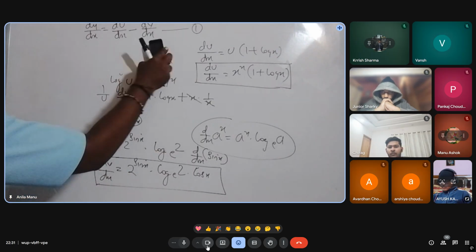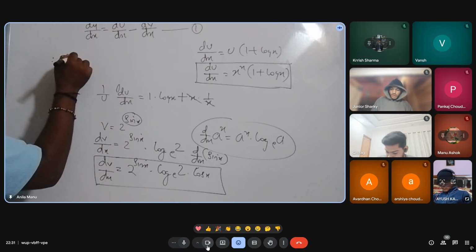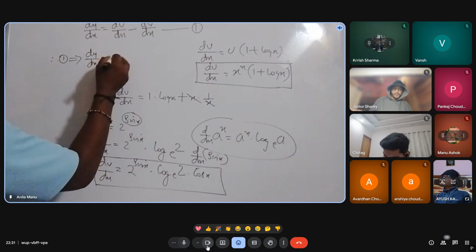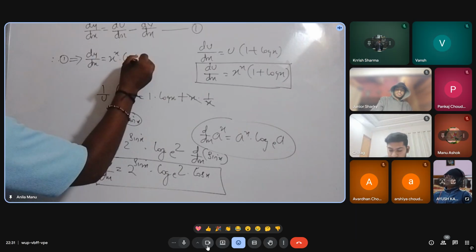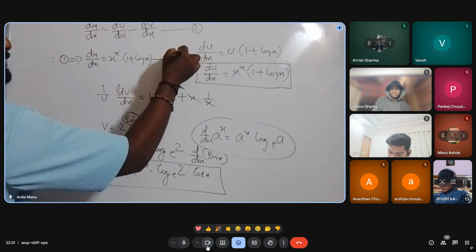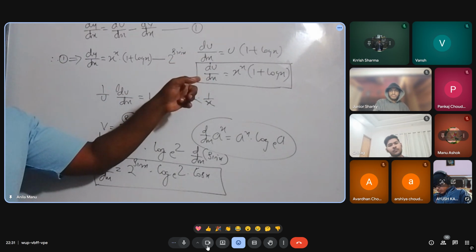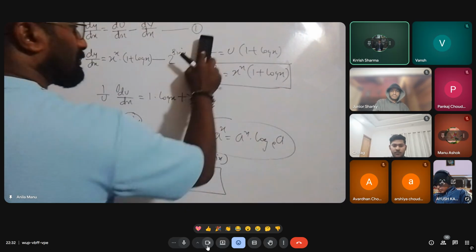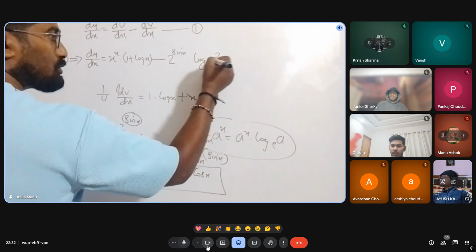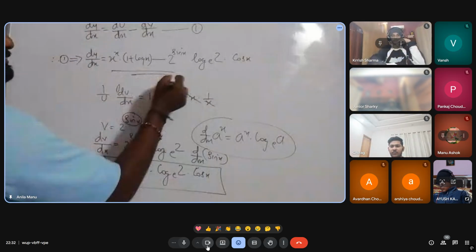So last you can write, therefore equation number 1 becomes dy by dx is equal to, instead of du by dx, this you can write, that is x raised to x into 1 plus log x, then minus dv by dx, which is 2 raised to sin x into log 2 to the base e into cos x. Did you all complete this part? Yes, sir. Completed. Okay, fine answer.